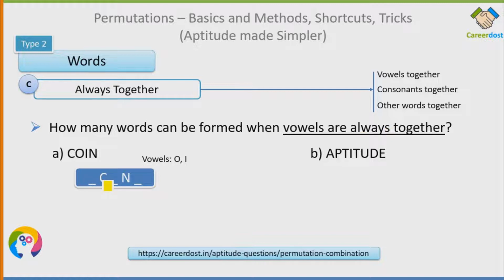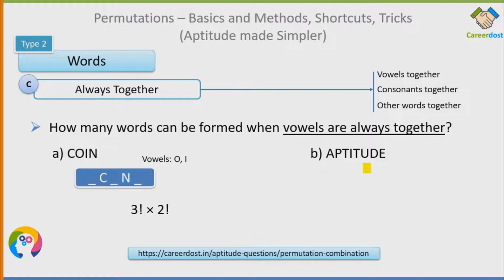So there will be 3 places. They are saying O and I should always be together. They are not saying where it should be. So the various places in which it can be arranged are 3 places. So this is 3 factorial. And what is the arrangement between O and I? O and I can be arranged in 2 different ways. So the answer to this is 3 factorial into 2 factorial ways.